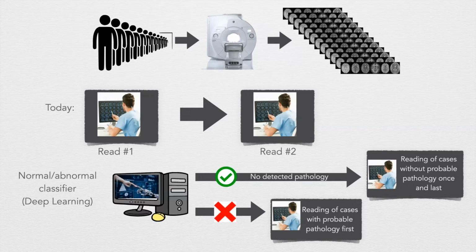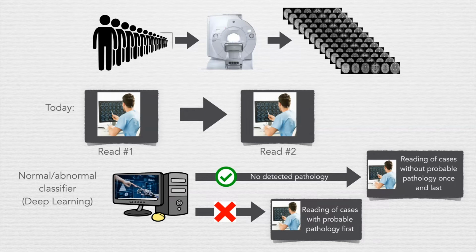So the idea here is to have a normal abnormal classifier that looks at the EPIMix data and then can say yes or no for is it abnormal or normal. And if no pathology is detected, we could think that you can read the cases later, or maybe it's enough with one radiologist reading the images. But if you find an abnormal patient, you can highlight that and you can read those patients first.